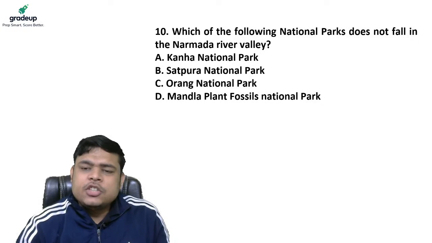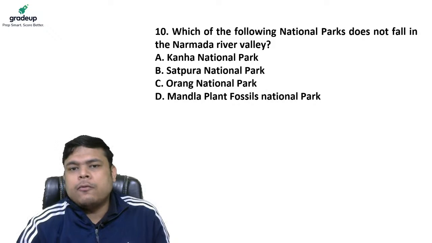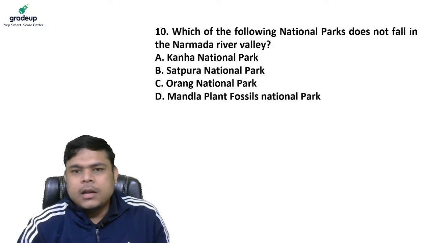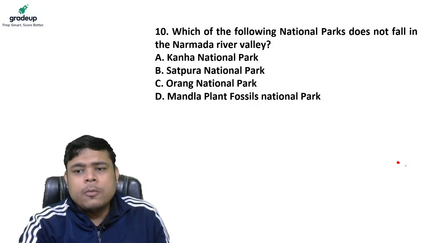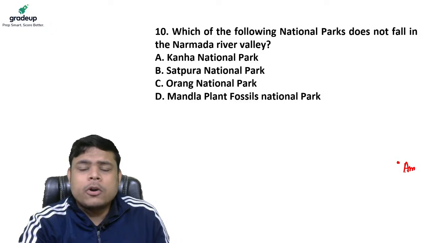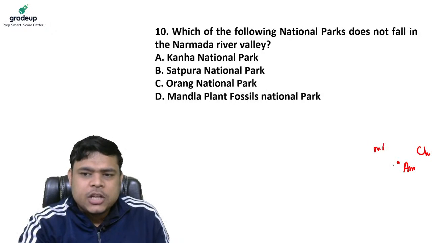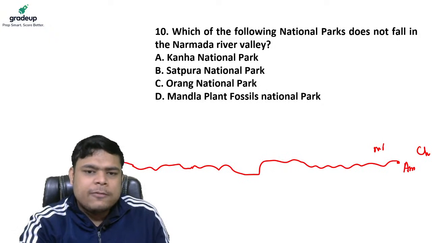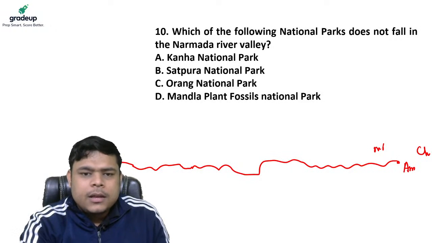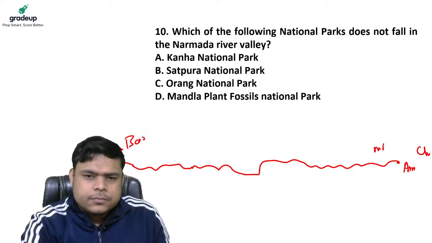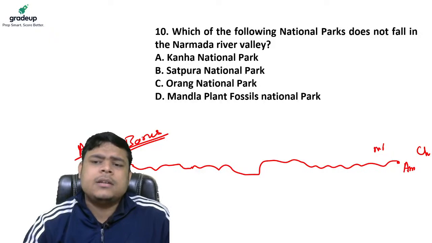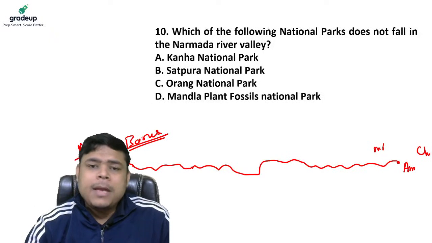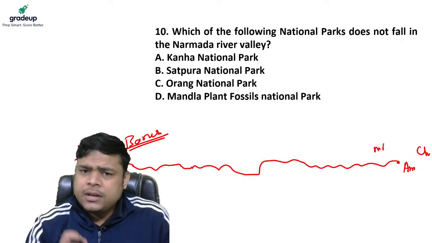So this question asks essentially about the national parks and which does not fall in the Narmada River Valley. Fine. Now, guys, we all know, first of all, where does the Narmada River originate? It originates from the Maikal Hills, Amarkantak Plateau on the borders of Chhattisgarh and Madhya Pradesh. And this river traverses through Madhya Pradesh, enters Gujarat, and falls into the Arabian Sea near Bharuch in Gujarat. So obviously, any national park in Chhattisgarh, MP or Gujarat may be, my dear friends, in the Narmada Valley.